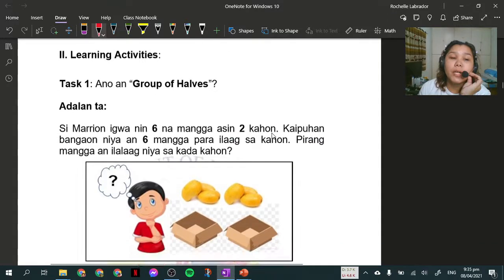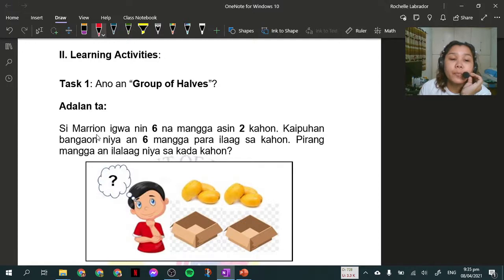Okay. For learning activities, task 1, what is a group of halves? So halves means one-halves. So when we have halves, if we pertain to halves, what does it mean? How many groups are we referring to?